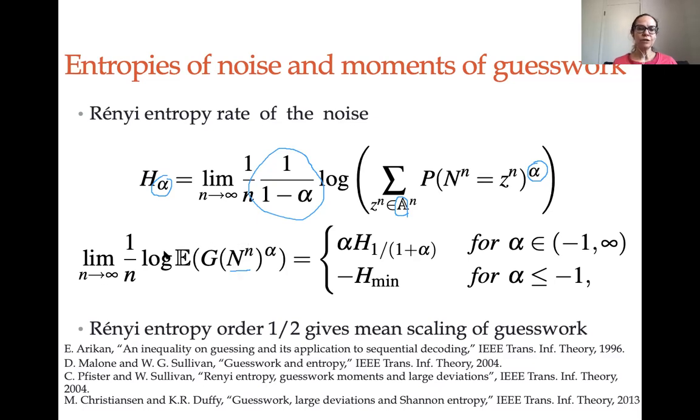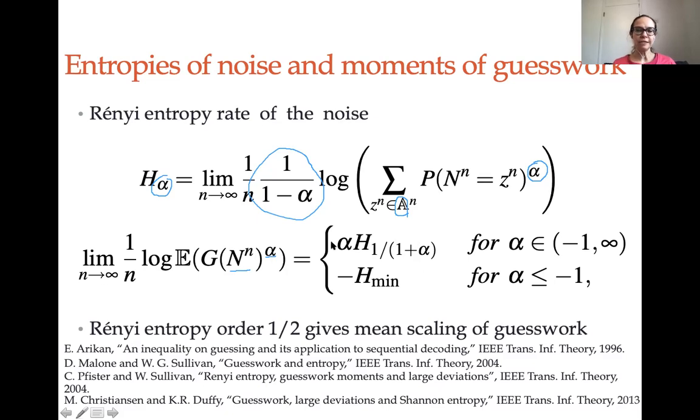If I look at the log of the expectation of the alpha-th moment of this guesswork, okay, so think of moments. We know that when you take the mean, it's the first moment. We know by taking the second moment, when we compute, say, the variance, when we compute the kurtosis, we look at the fourth moment, but we can, of course, look at any old moment. Let's look here at taking the alpha-th moment. We have that the log of the expectation of this random variable raised to the alpha is given by the following, okay?